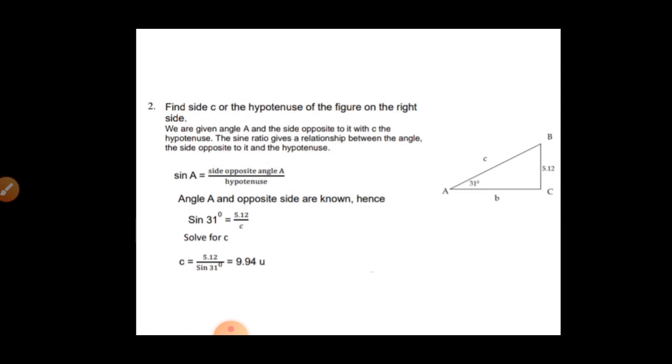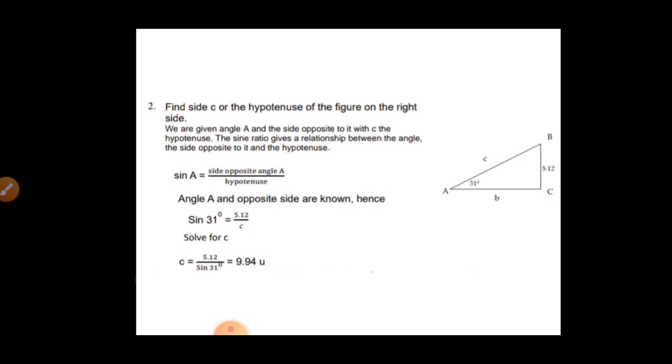Second, find side C, the hypotenuse of the figure on the right side. We are given angle A and the side opposite to it, with C the hypotenuse. The sine ratio gives a relationship between the angle, the side opposite to it, and the hypotenuse. Sine A is equal to side opposite angle A over hypotenuse. Angle A and the opposite side are known, hence sine 31 degrees is equal to 5.12 over C.